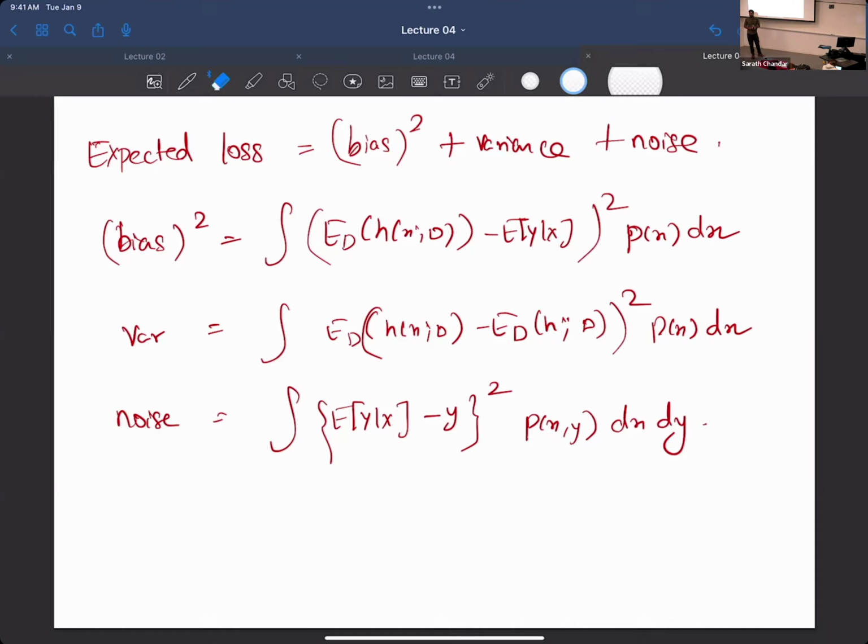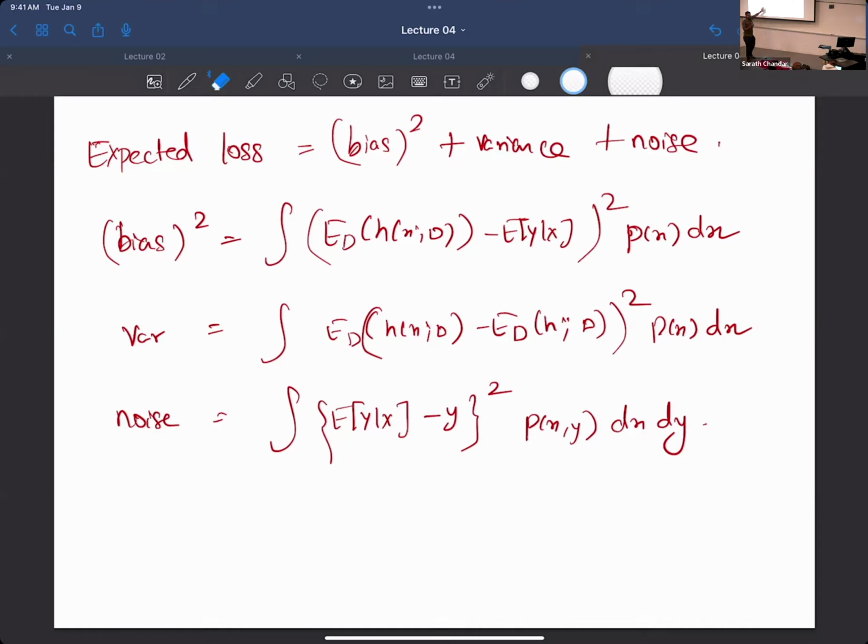Is it clear? Now you can see how different sources of error appear. The moment you pick a model, you get the bias square as your error. Then the moment you pick a data set, the second approximation, you get your variance error.